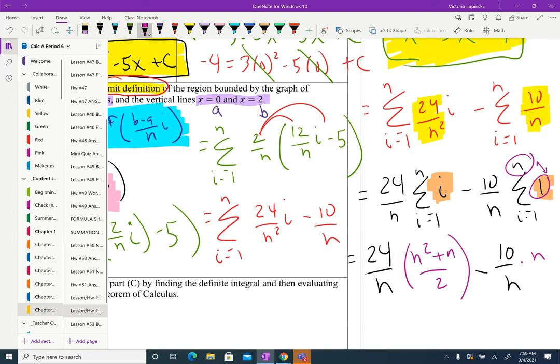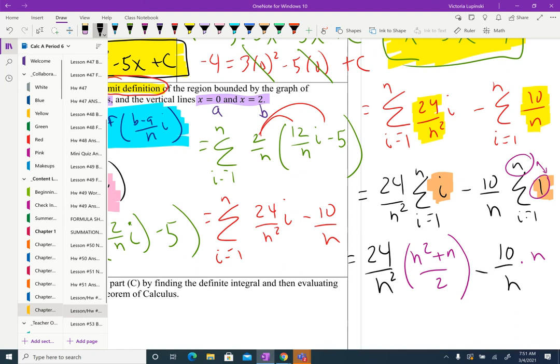Yep. In the second last step that you did, the 24 over n, shouldn't that be an n squared? Yes, thank you. So I lost my squared. Thank you. Okay, thank you. Anyone else?